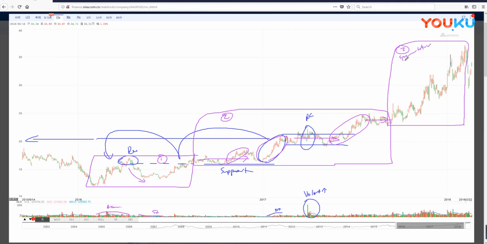This is where weekends are joining the party and they are participating in this move to the upside. So therefore, the volatility to the upside increases, the spread increases, the volume signature also increases, and we're just going to look into the volume signature in a second.